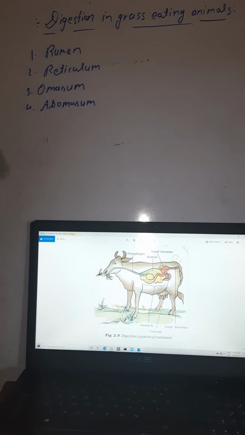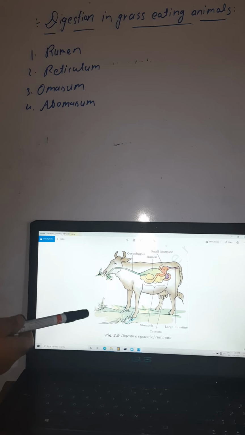The stomach is divided into four parts. There are four types of stomach you will find in a cow. The first is the rumen, the second is the reticulum, the third is the omasum, and the fourth is the abomasum. These are the four parts of a cow's stomach.